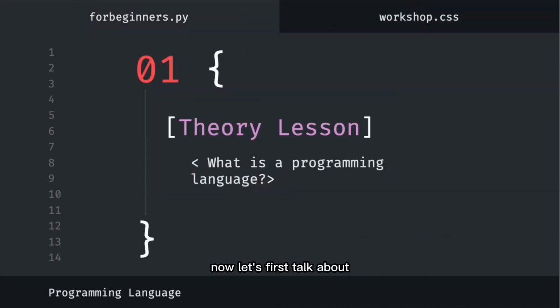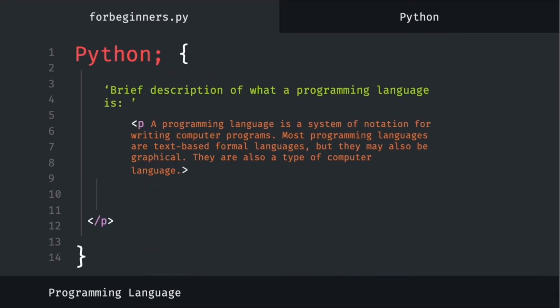Now let's first talk about what is a programming language. A programming language is a system of notation for writing computer programs. Most programming languages are text-based formal languages, but they may also be graphical. They are also a type of computer language.